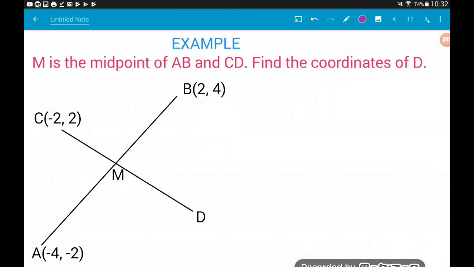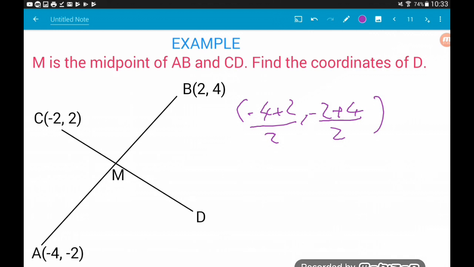So we know that M is the midpoint of line AB and line CD. Now, as far as AB is concerned, we have all the information we need to work out the coordinates of M. And in fact, that is the only thing that we can do. So let's do that. To work out the coordinates of M, we're going to do minus 4 add 2, divided by 2, that's our x-coordinate, minus 2 add 4, divided by 2 for our y-coordinate.